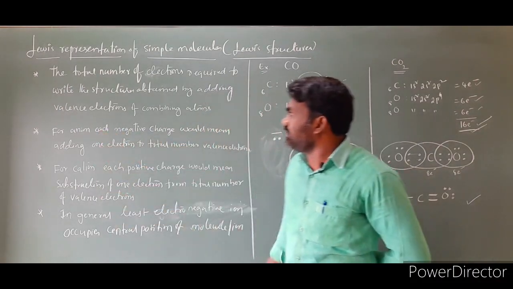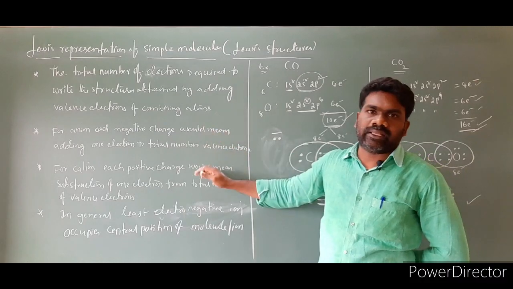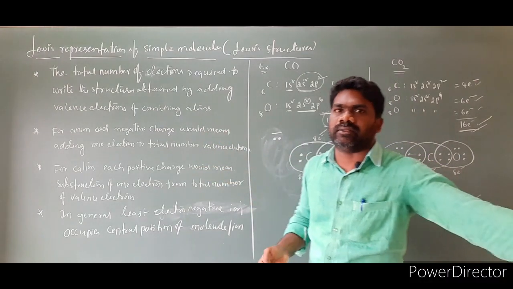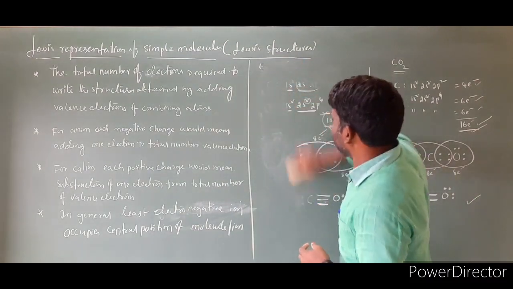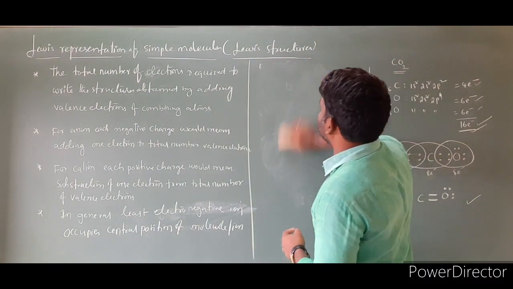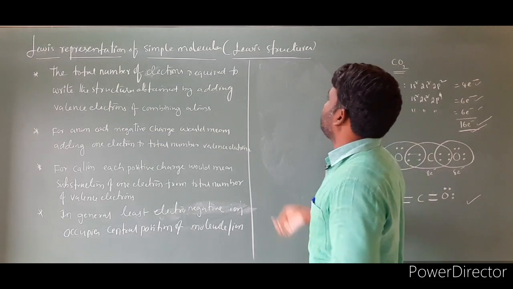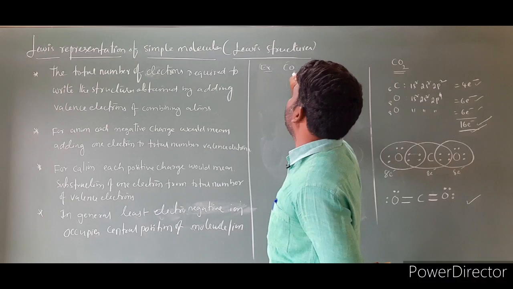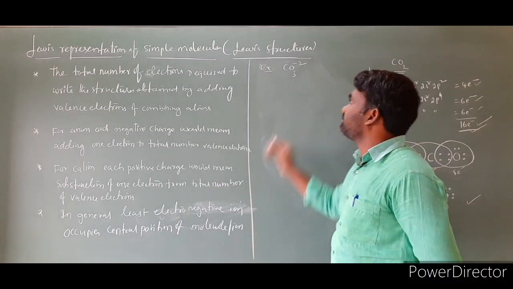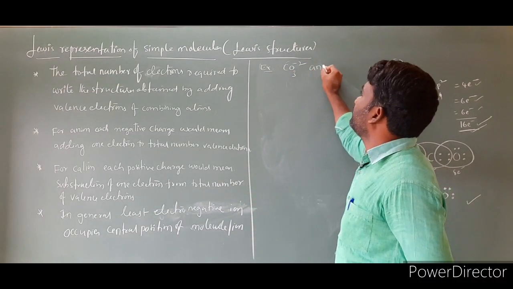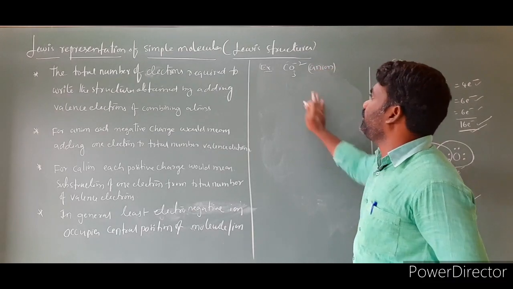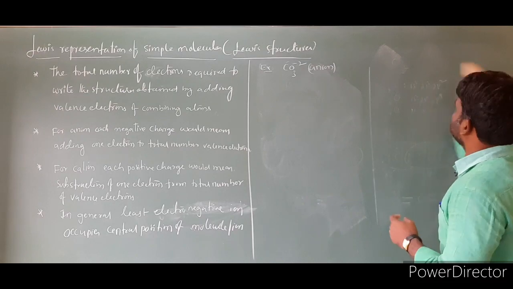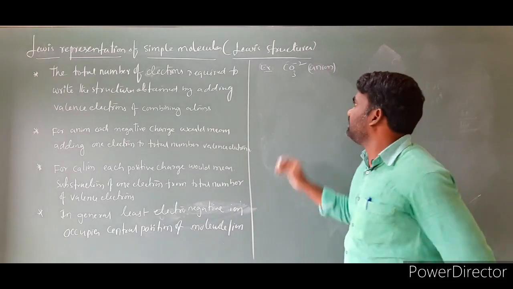Now let us take one anion and one cation, for understanding how to write the Lewis structure for a cation and an anion. First I am taking an anion. Example, I am taking the anion CO3 2-. How do you write the Lewis structure for this anion?